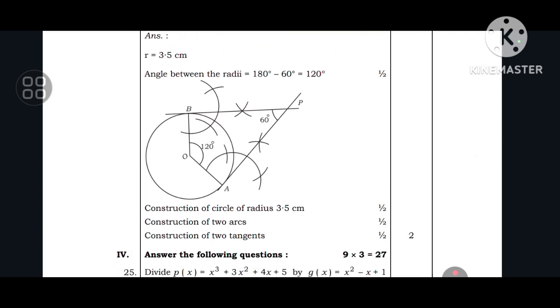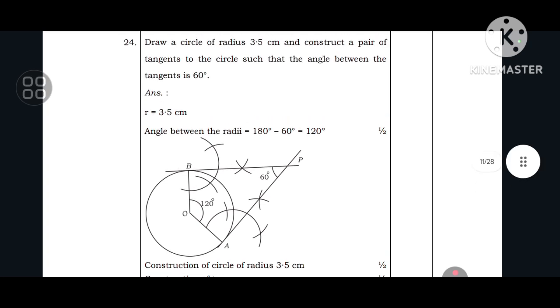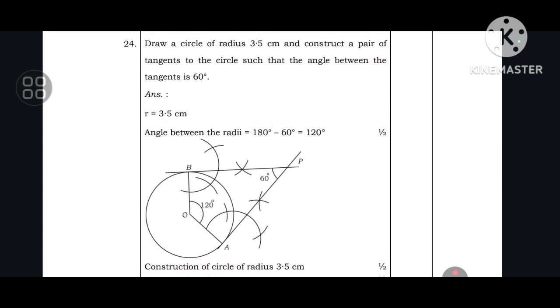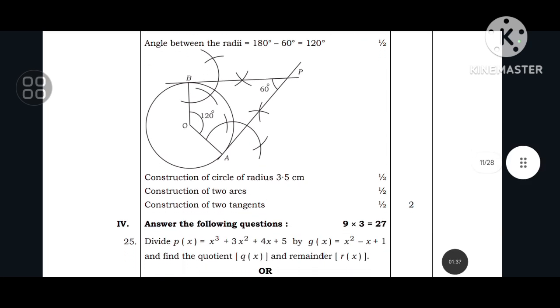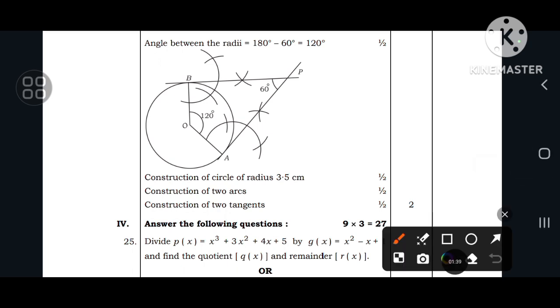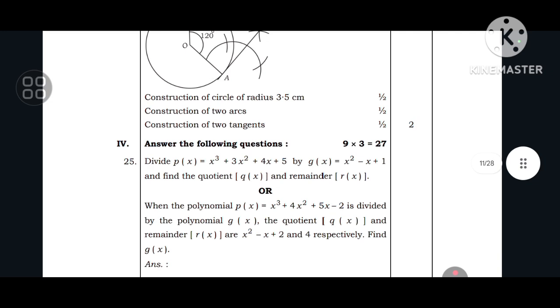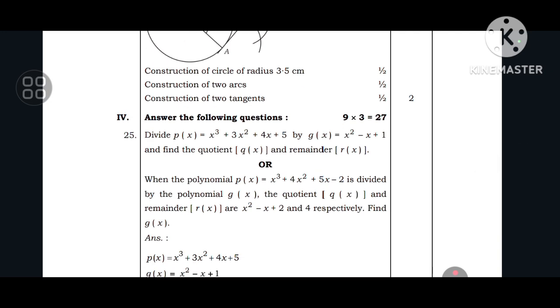Construction of a circle of radius means this comes under construction. As you can see, how the arcs and many of the things are constructed and named properly. As you can see the marks over here, how the marks have been distributed: 1/2 mark for the construction of the circle of radius 3.5, construction of 2 arcs 1/2 mark, and construction of 2 tangents 1/2 mark, which is equal to 2 marks, and 1/2 mark for the angle between the radii, as you can see here.